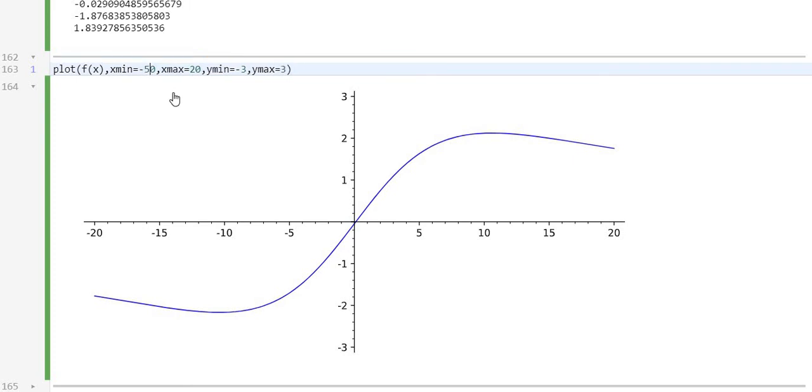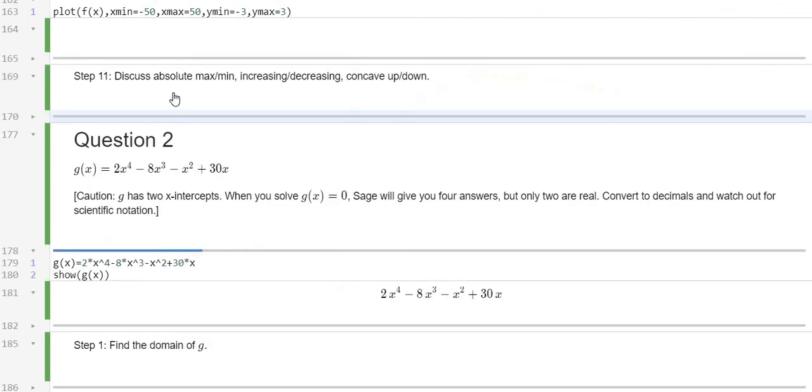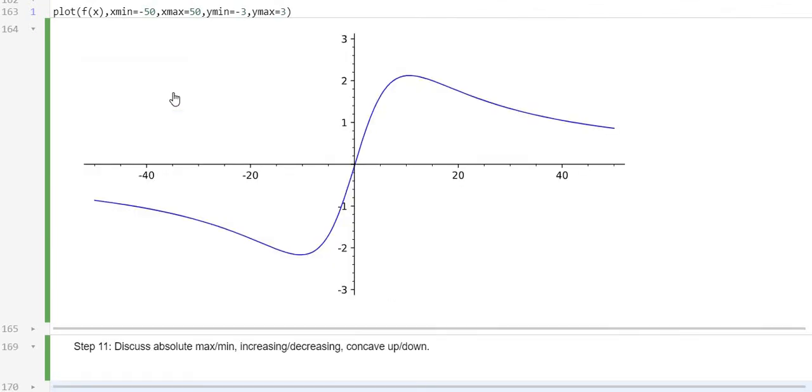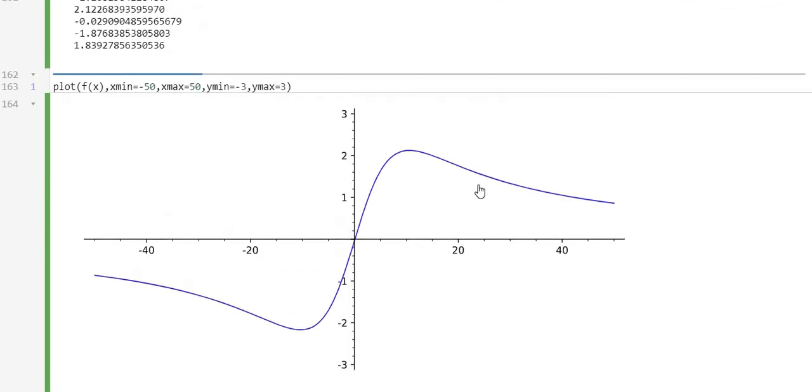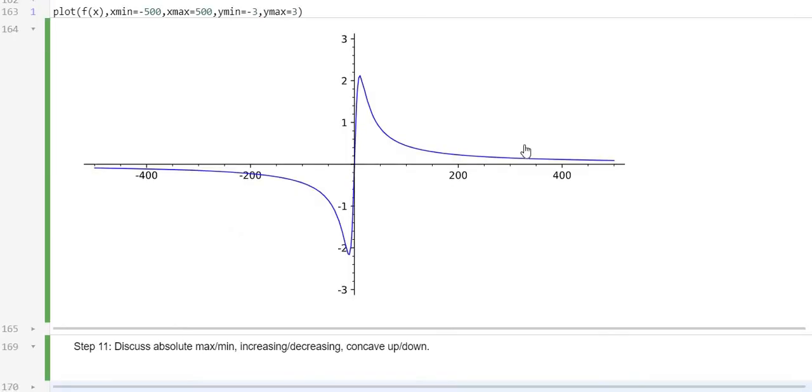Let's try 50. The other thing that doesn't show up on this graph is the horizontal asymptote. Remember I told you that there's a horizontal asymptote at the x-axis, and it's getting towards there, but not very close yet. Now on this window, do you see some bend? This is definitely concave down here. This is definitely looking concave up. Now you could go further, and there's an interplay between seeing the big picture and seeing what happens in the middle.